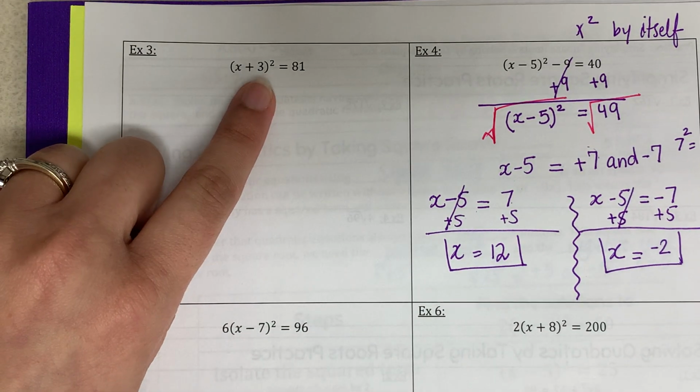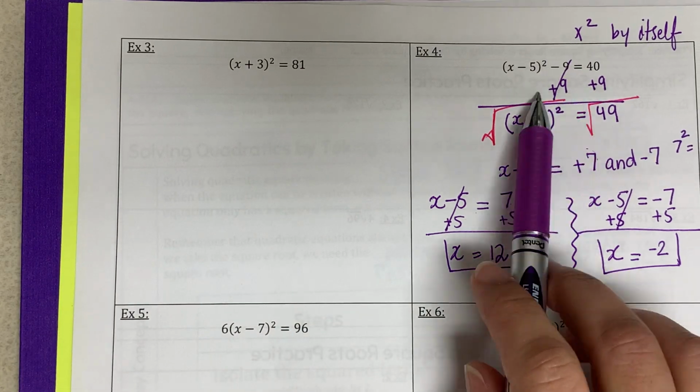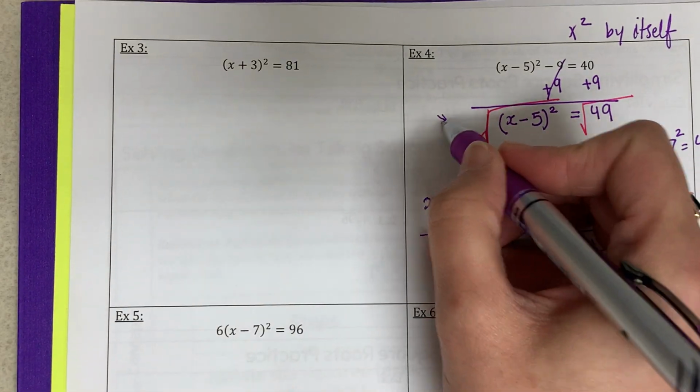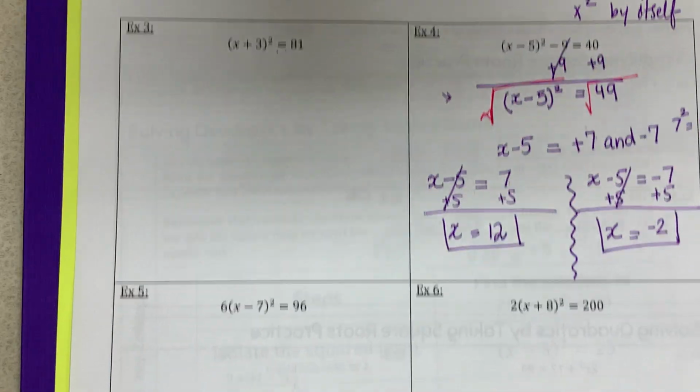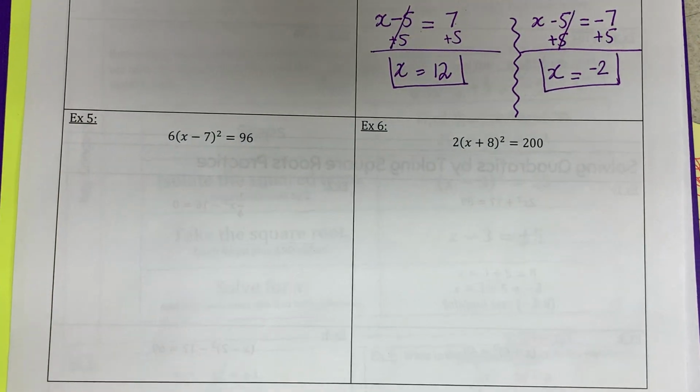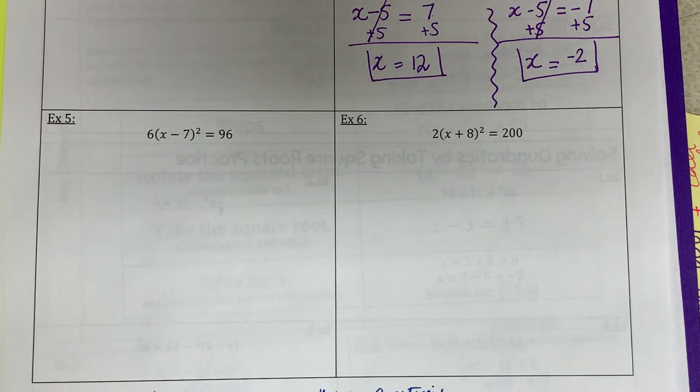This one should be easy because you basically don't have the plus 9 part. You start from here for this one. So try this on your own. I'm going to leave number 5 for you, and then I'm going to help you with number 6.